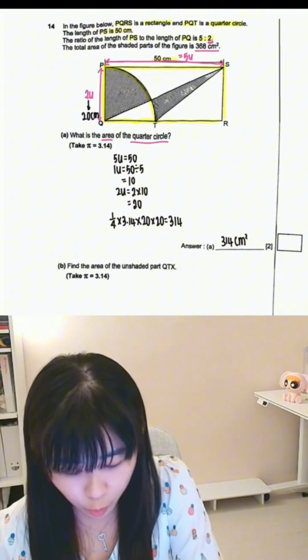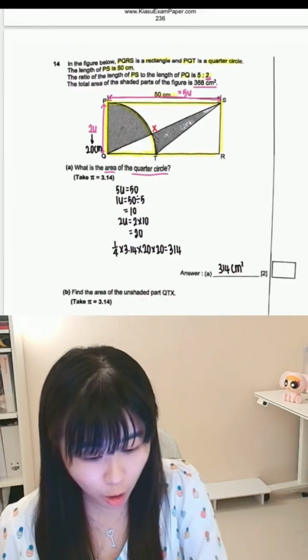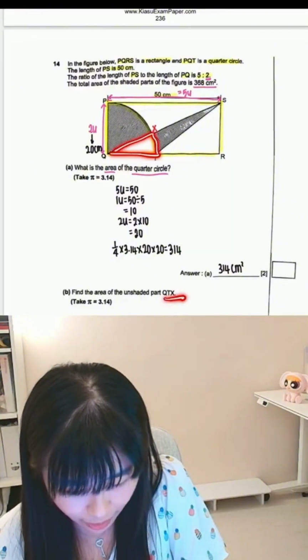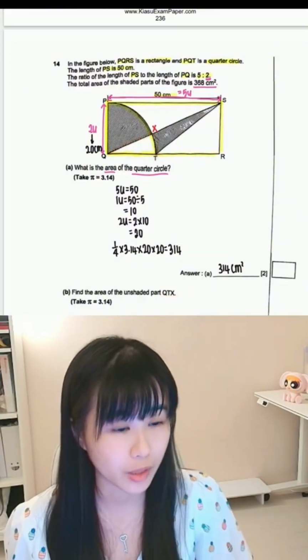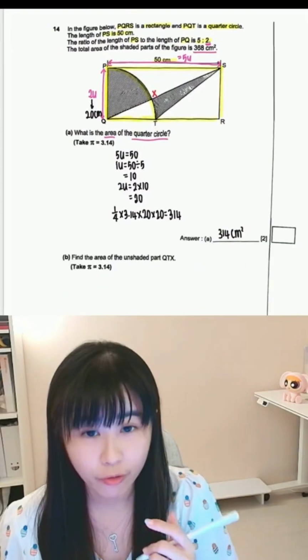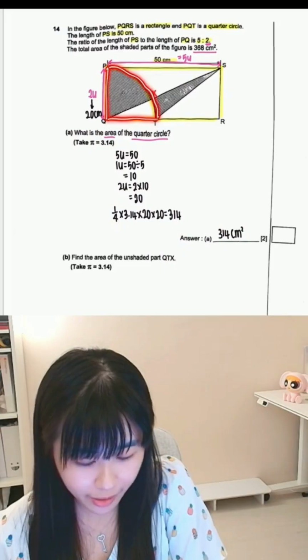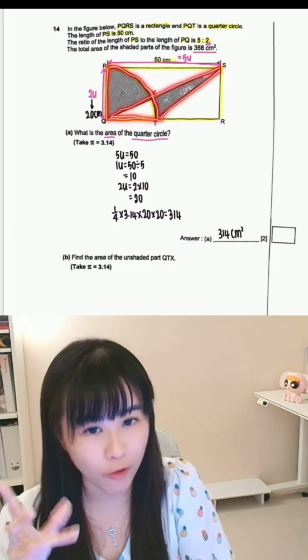Next, find the area of the unshaded part QTX. The X is supposed to be here, the missing info. Your QTX is actually this part that they are looking for. First you look at the shapes that you know: the quadrant and the triangle, right? And there's the overlap part, and that's your QTX.